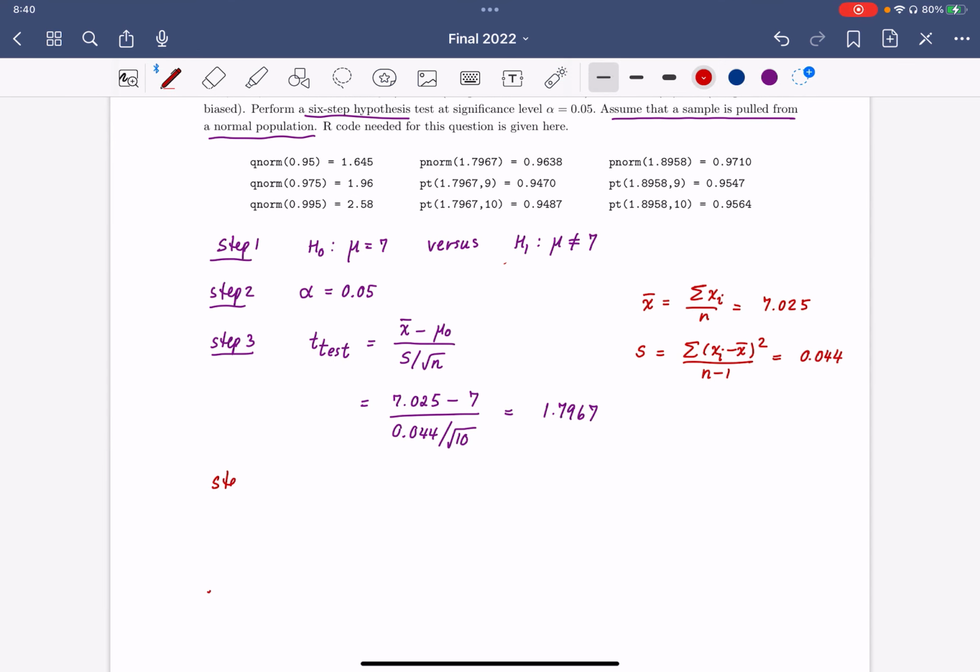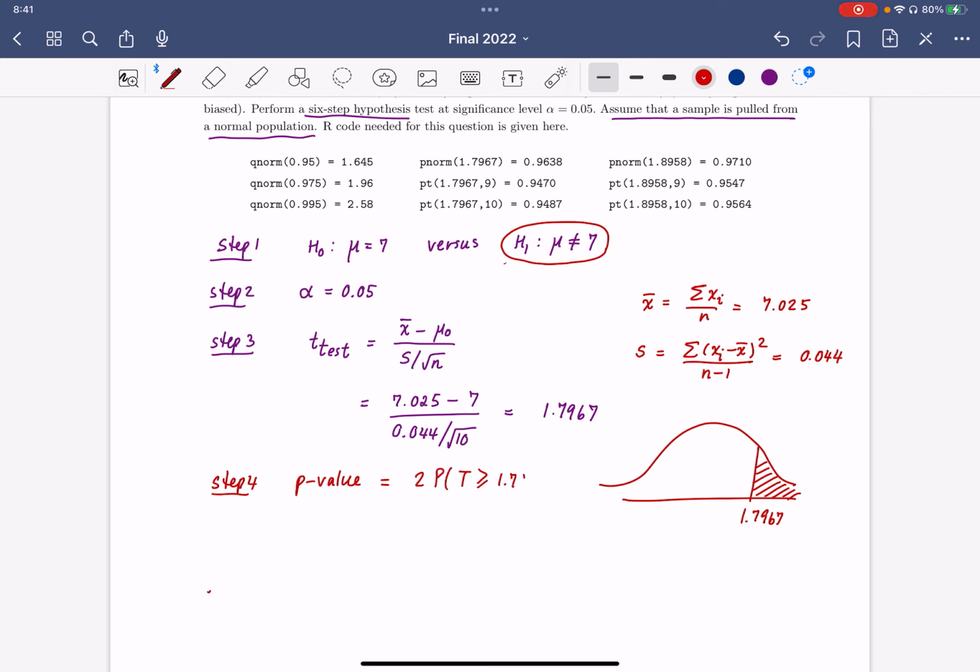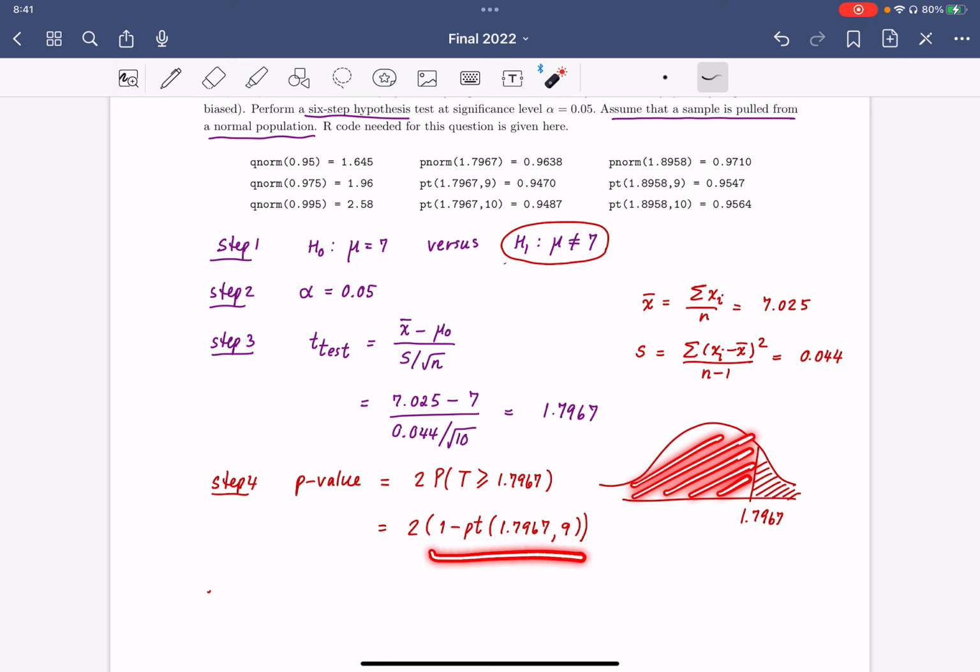All right, next one, step 4. We're going to compute the p-value. What's the p-value going to be? You have 1.7967, and on the right tail, this is your p-value. Because it's not equal to, you're going to multiply by 2 as well. So the p-value is 2 times the probability that t is bigger than 1.7967. It's 2 times 1 minus pt of 1.7967, comma, the degree of freedom, which is 9. Remember that if you want the area on the right, it's 1 minus pt, because the area on the left is just pt. The degree of freedom that you use is 9.